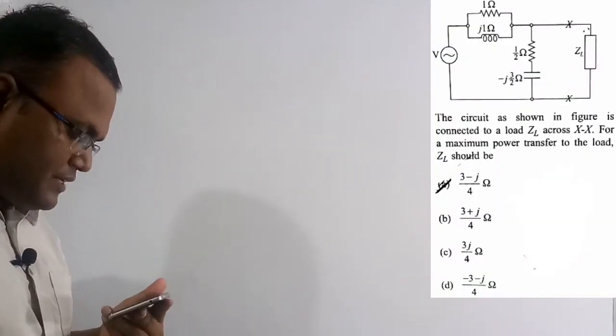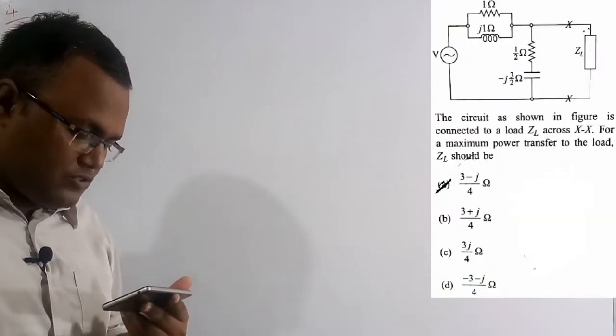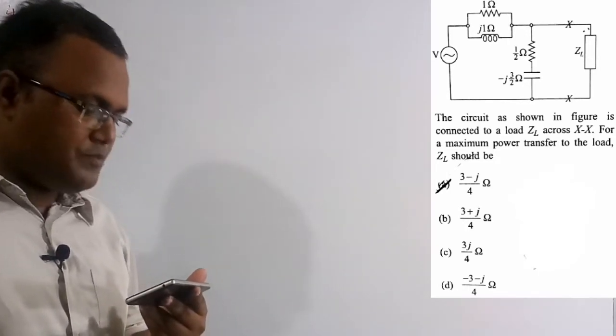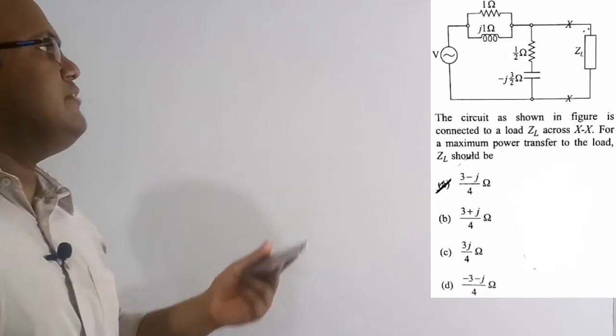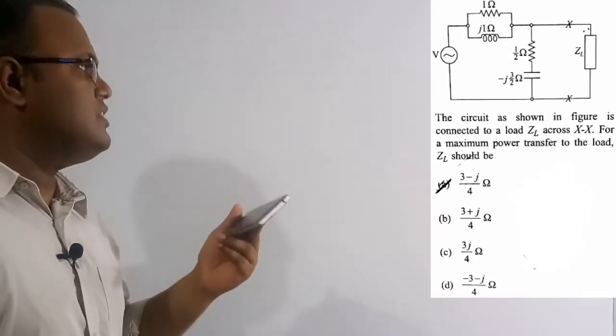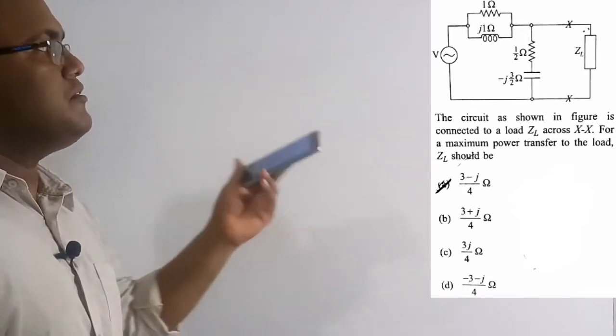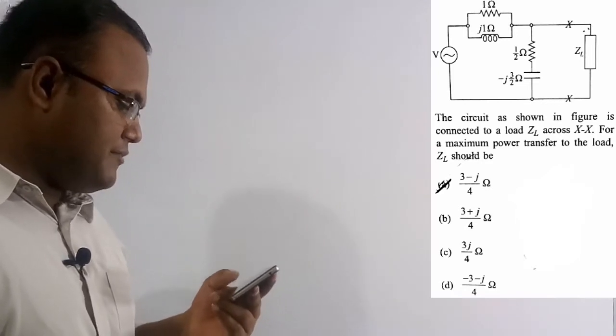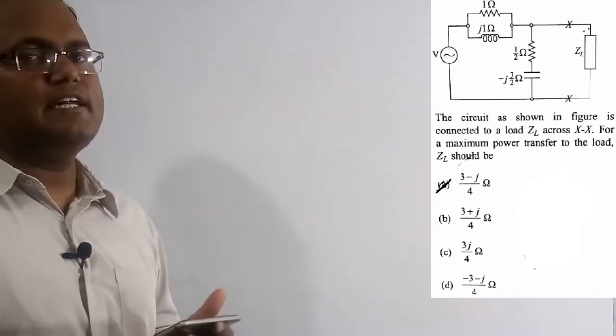Now we are going to solve the fourth question. See the question here. The circuit as shown in the figure is connected to a load ZL across x comma x. For maximum power transfer to the load, ZL should be. So in this question there is a load ZL connected across x and x, and we need to find the value of ZL so that the maximum amount of power can be transferred to this load. What are the four options? Option A, which is 3 minus j by 4, is the correct solution of this question.